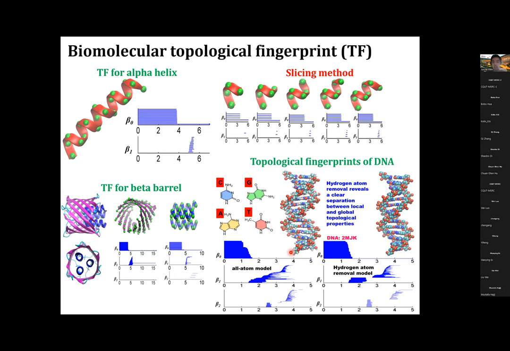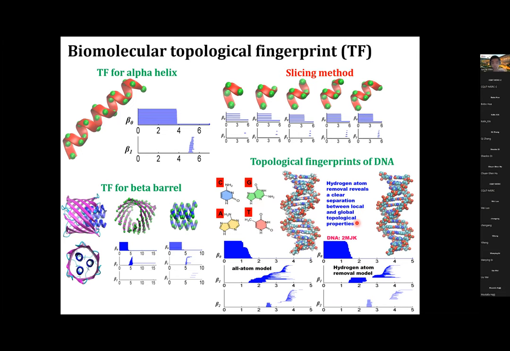When we try to remove some of these hydrogen atoms, because these structures tend to have a lot of hydrogen atoms, we can see them clearer in the Betti one bars. There are some bars that appear slightly earlier in the barcode, and then there are some bars that appear much later. Those that appear earlier are the local topological properties that are due to these amino acids. And those that are the global properties appear much later, which is when the helical structures start to connect to each other. So this topological fingerprint has been effective for all these biomolecular structures.